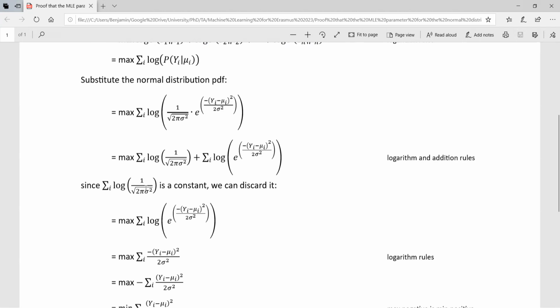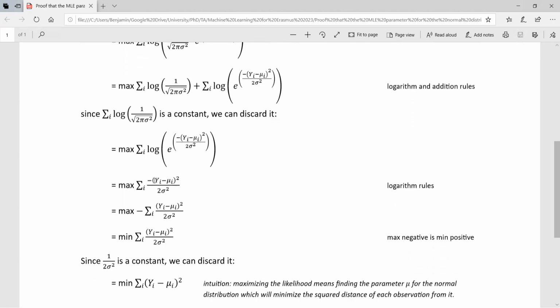So we can discard it, because if you want to maximize some loss function, it doesn't matter if you add a constant or take away a constant from that loss function, the same parameters will still maximize it. So we're trying to maximize the log of e to the power of, here we do have our y's and our mu, so we can't discard this. Obviously, we want to find the mu which will make this the highest. Using the logarithm rule, log of e to the power of something is just that something. Okay.